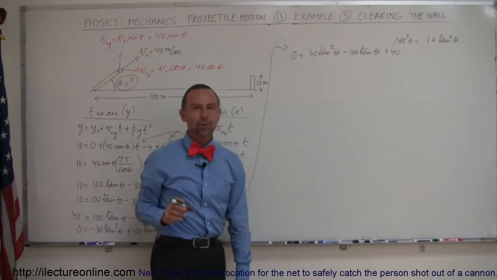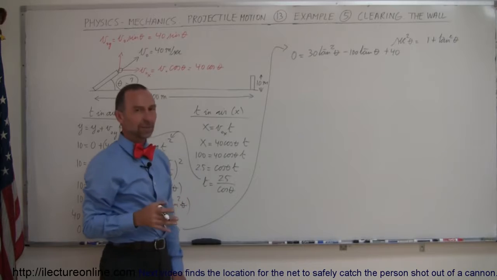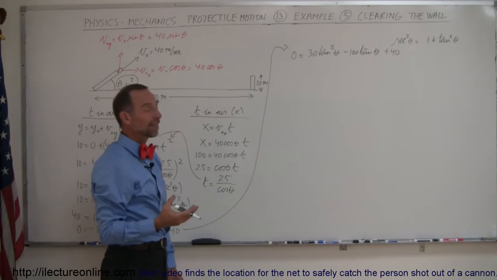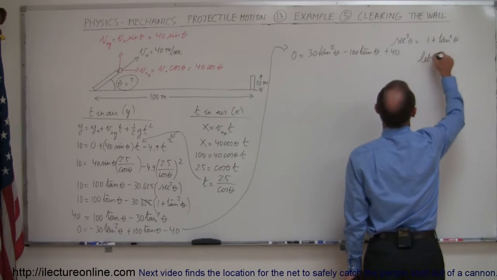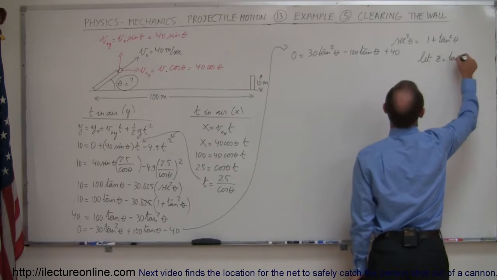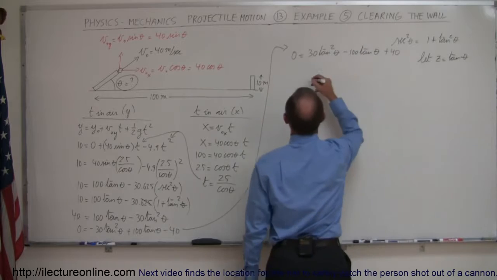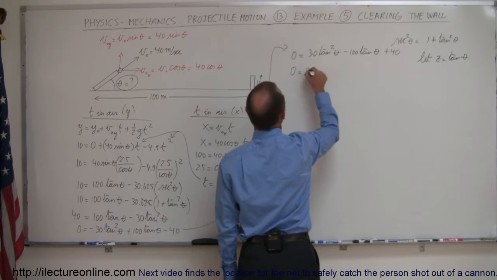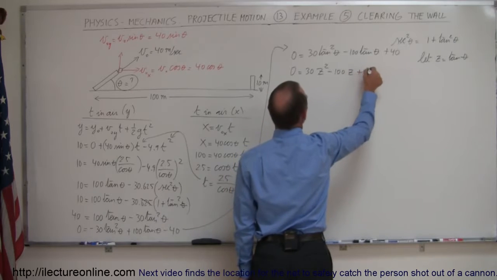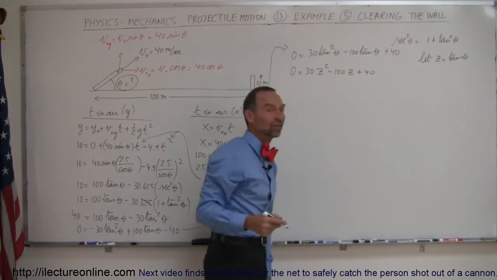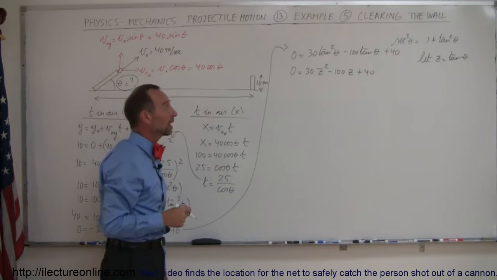So now I'm going to make a substitution. That's a typical math trick. Instead of tangent of theta, I'm going to call it z, some other variable. So let z equals the tangent of theta. If I do that and substitute, I get 0 is equal to 30z squared minus 100z plus 40. And now I'm going to solve this equation and then later plug in the tangent of theta again.